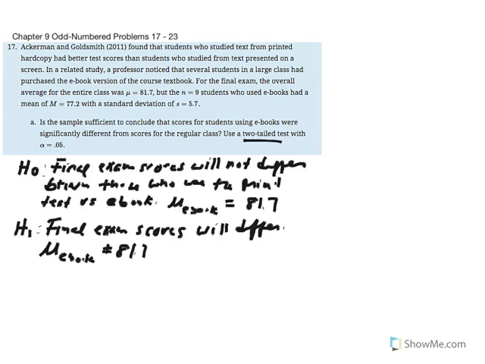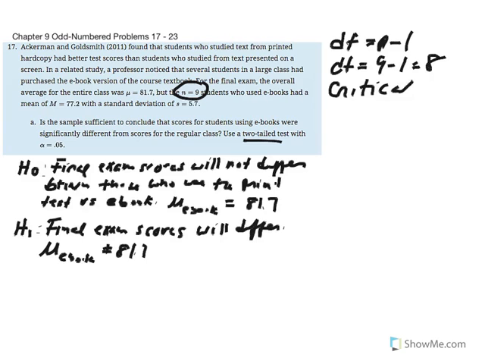To do so, we're going to need to find our critical t. That's dependent upon our degrees of freedom. Degrees of freedom equal n minus 1. Our sample size is equal to 9. 9 minus 1 gives us 8. So we're going to find our critical t value using our t distribution.